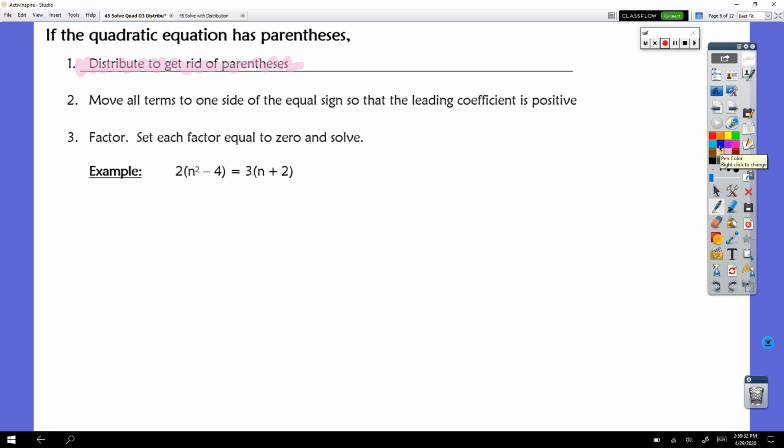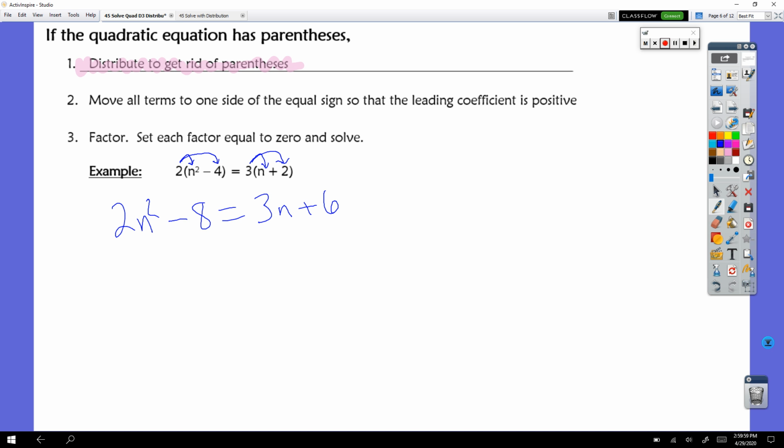So here I see parentheses, and on the left side, the value that's in front of the parentheses is a 2, and I need to distribute the 2 through the parentheses. So I get 2n squared minus 8. On the right-hand side, I see a 3 in front of the parentheses, so the way I get rid of the parentheses is I distribute through the parentheses.